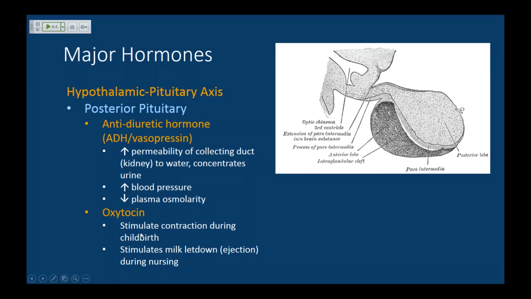The other hormone of the posterior pituitary is oxytocin. And a couple things you need to know about this. It is involved in the stimulation of contractions during childbirth. Okay, it's another positive feedback hormone. So contractions are stimulated by oxytocin, but they also stimulate the release of more oxytocin. So you get more and more contractions until you finally have the childbirth. It's also responsible for milk letdown or milk ejection during nursing. That's about all you need to know about it.